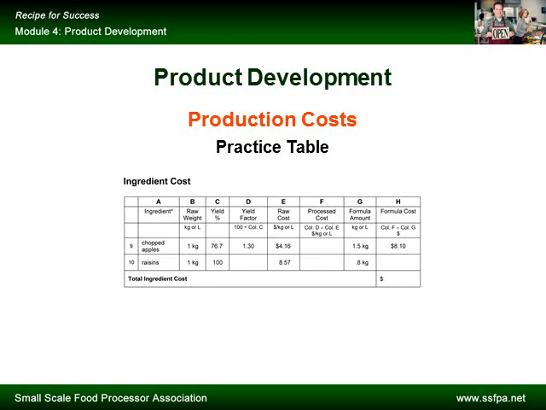Now, as a practice exercise, please press pause and follow the example table and complete the cost for the raisins. We have used kilograms and liters in this table as the units used in most formulas or recipes will likely be kilograms or liters. Seasonings, however, may be in grams or milligrams. Adjust accordingly.